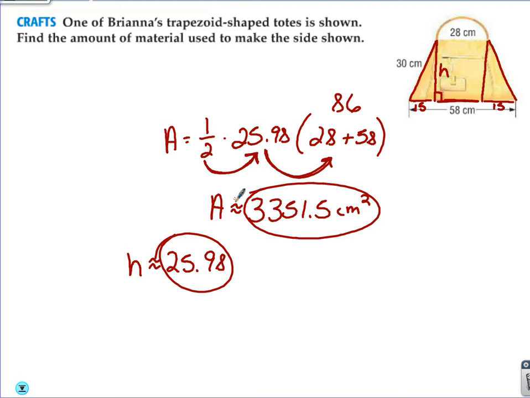And it does say find the material used to make the side shown. I believe it probably is going to have more than one side. It's going to have a bottom. It's going to have actual sides. So it's actually going to use more material than that. That's how much material for that side.